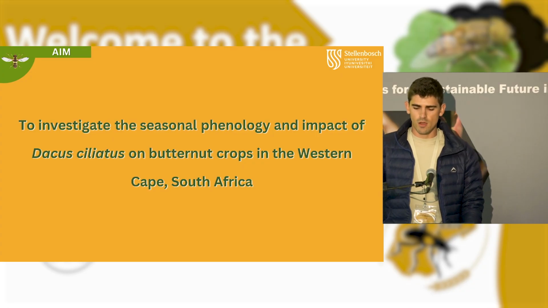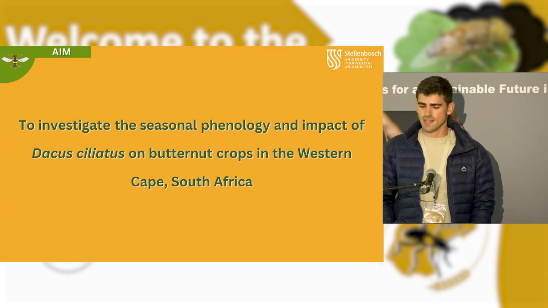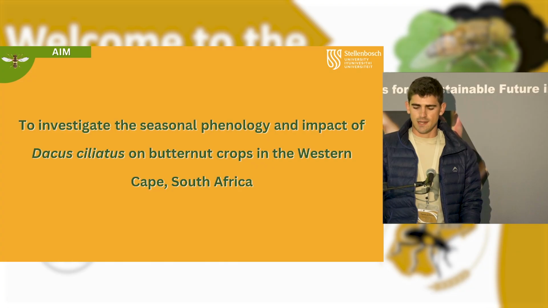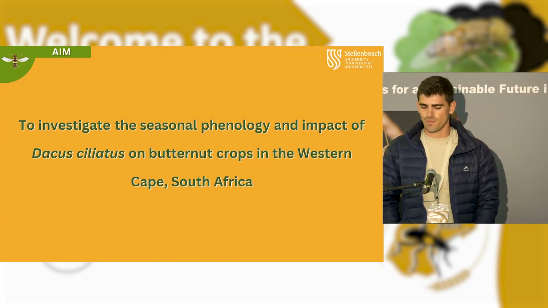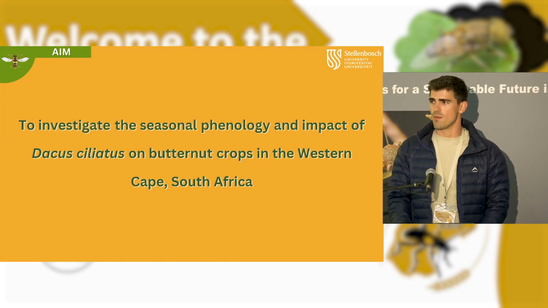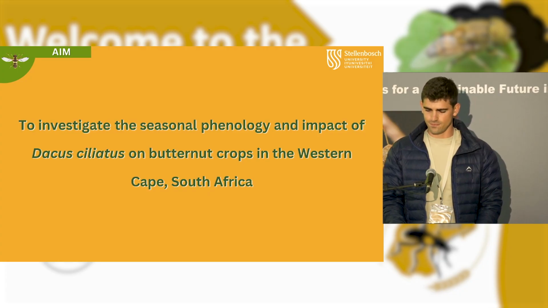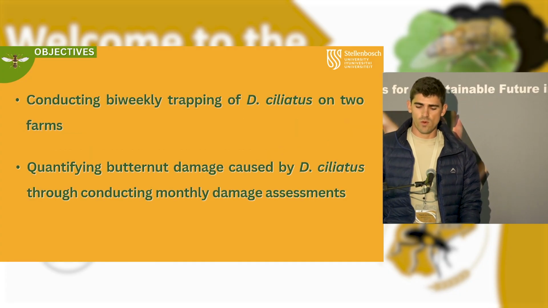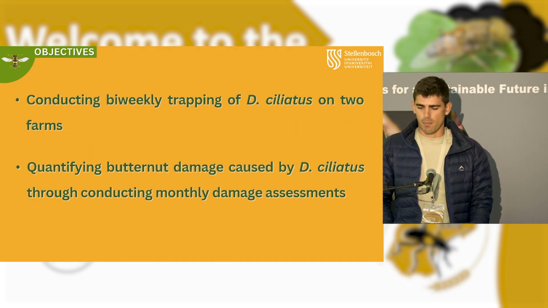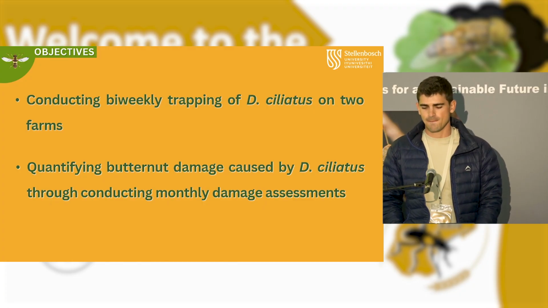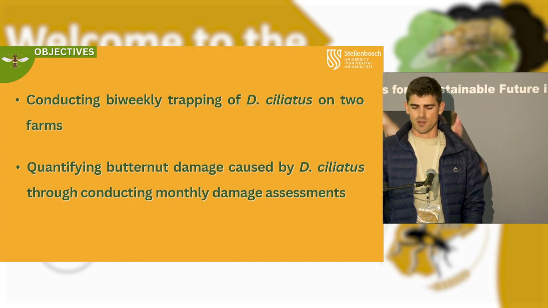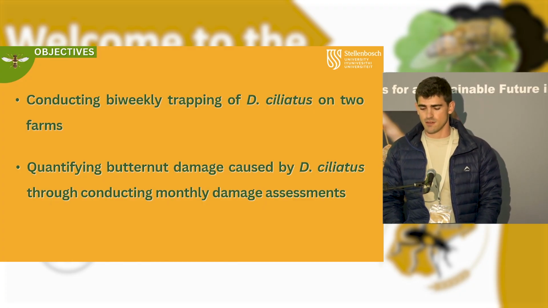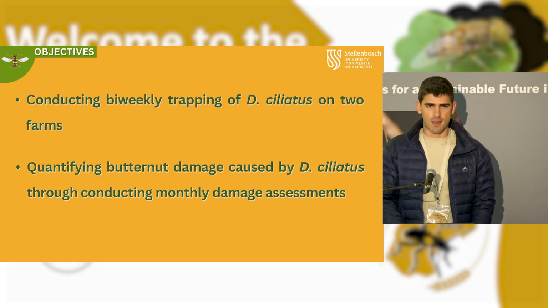Therefore, the aim of this study was to investigate the seasonal phenology and impact of Dacus ciliatus on butternut crops in the Western Cape of South Africa. The aim was achieved by conducting bi-weekly trapping on 2 farms and by quantifying butternut damage caused by this pest through conducting monthly damage assessments.